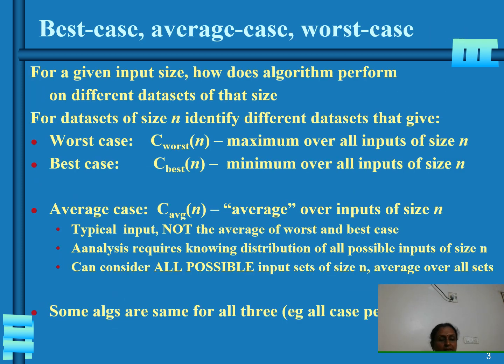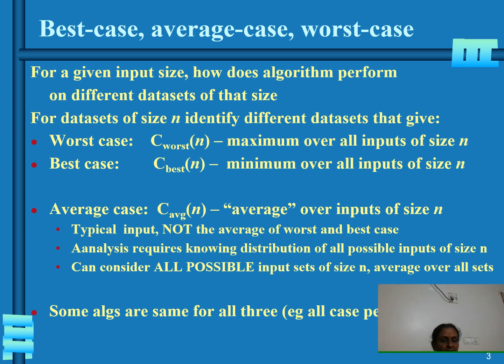Next, while calculating the running time, we can also differentiate the best, average, and worst case efficiency. That is, how does the algorithm perform on different data sets of that size? Worst case efficiency takes the maximum running time over all inputs of size n, whereas best case efficiency takes the minimum running time over all inputs of size n. Average case efficiency takes the average running time over inputs of size n.